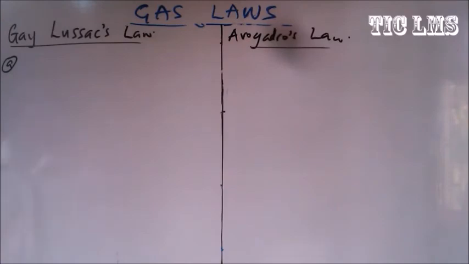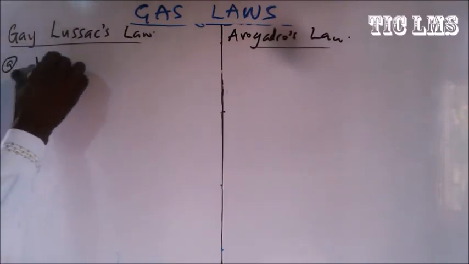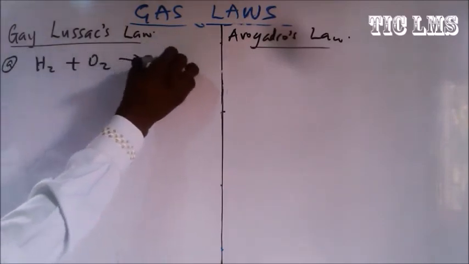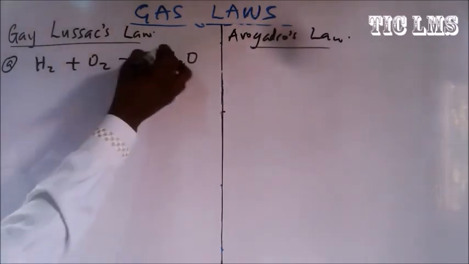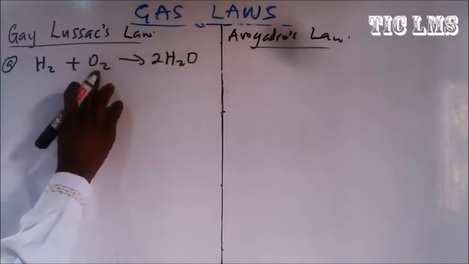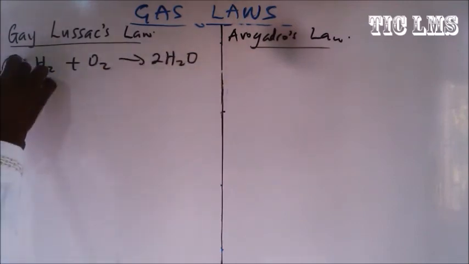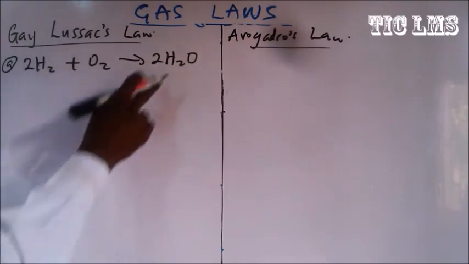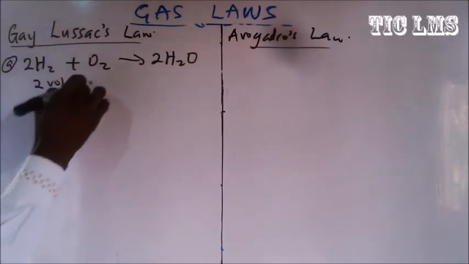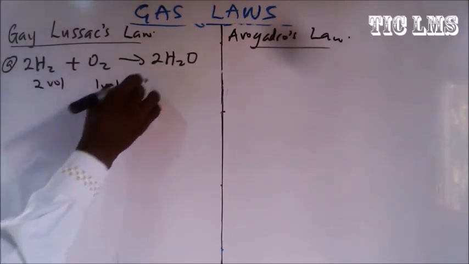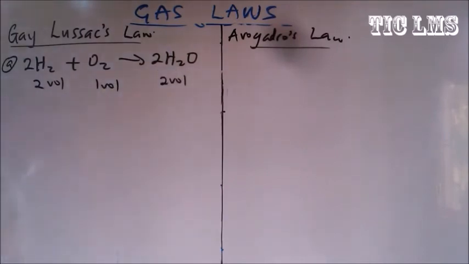We have that hydrogen gas reacts with oxygen gas to form water molecule. First is to balance this equation. We place 2 here because we have 2 atoms of oxygen. Now we have 2 here, then we place 2 here to have 4 atoms of hydrogen and 4 atoms of hydrogen over here. According to Gay-Lussac's law, we have 2 volumes of hydrogen, 1 volume of oxygen, and 2 volumes of water. Now, they react in equal volumes.